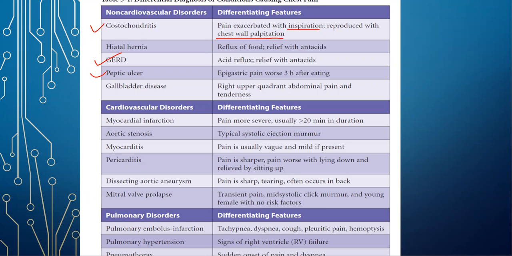If it is a peptic ulcer disease, the pain is usually epigastric area and the pain has relationship with food. So food can alleviate the pain or sometimes it can make it worse, especially if it is duodenal ulcer. Okay, pain can get better with food. If it is a gastric ulcer, pain can get worse after having a food. So if the epigastric pain is related to eating, then we think about peptic ulcer disease.